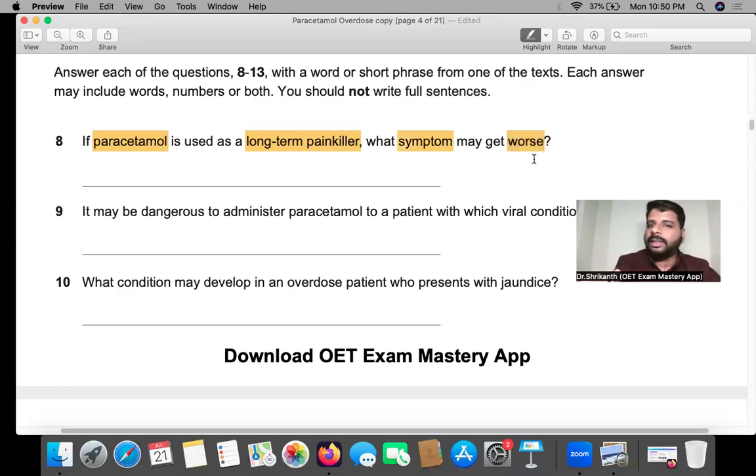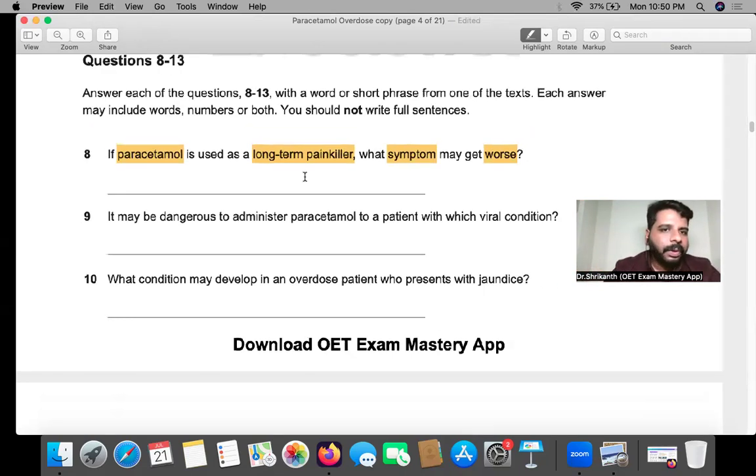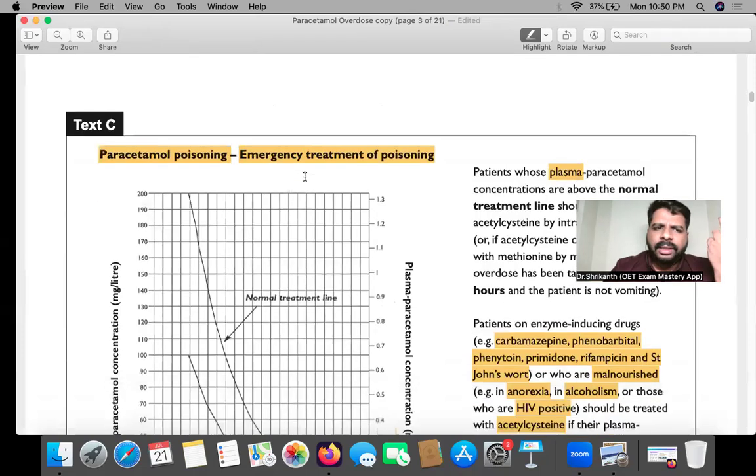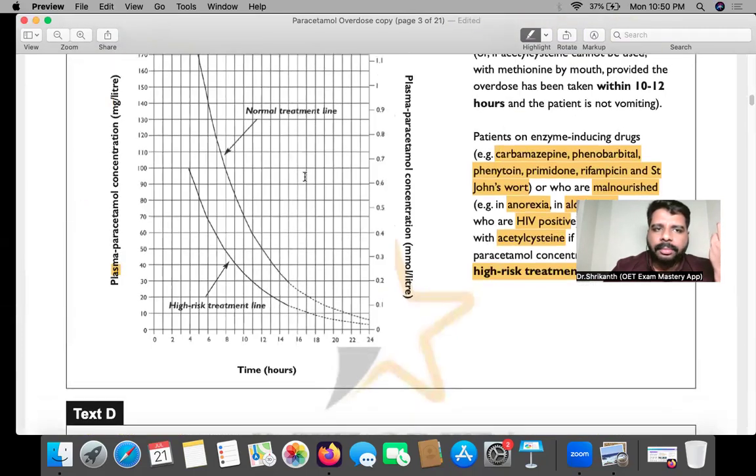So what is the question asking you? The patient will have some symptoms, but that symptom will get worse. What symptom will get worse if a patient is taking paracetamol as a long-term painkiller? Now you tell me, what is your intuition telling you? Is it going to be in text A, B, C, or D? Okay, so let's take a look into text C over here.